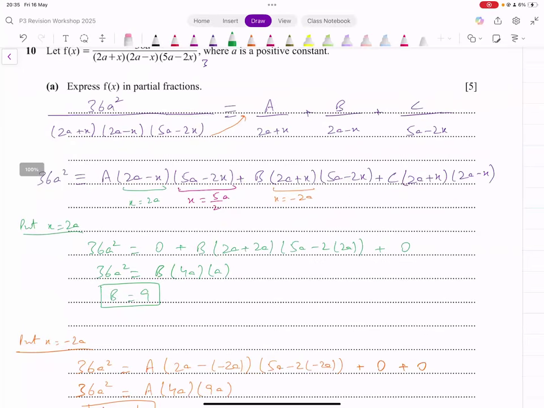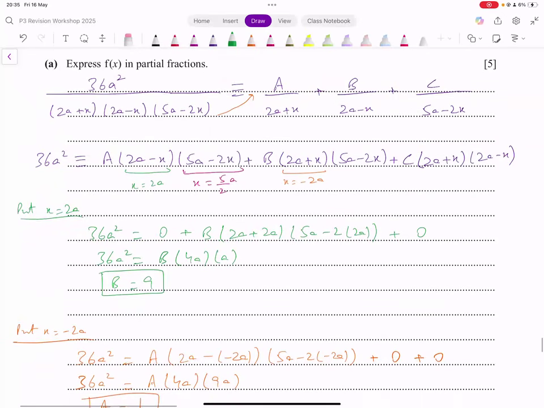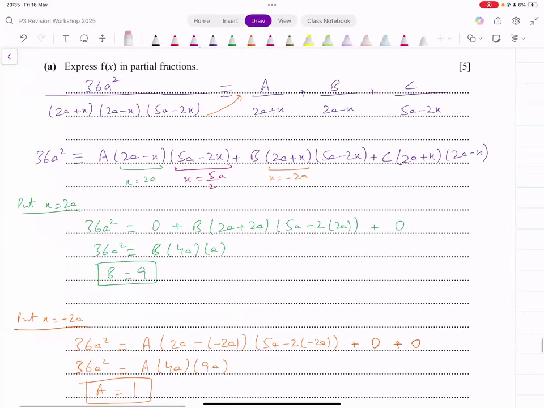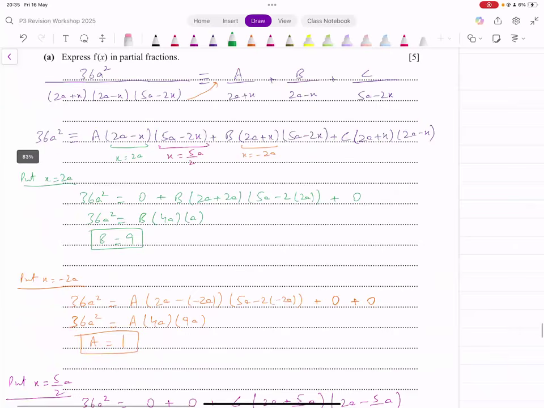So 2a minus x, how can this be equal to 0? x should be equal to 2a. You input x equal to 2a, and that gives you the value for b. And then 5a minus 2x, how can that be 0? You input x equals 5 over 2a. That gives you another value. So I've done that here, the value for c.